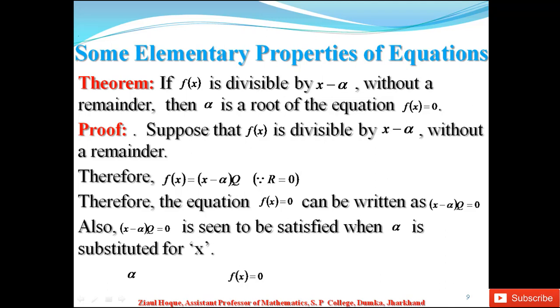Also, (x minus alpha) into Q equal to 0 is seen to be satisfied when alpha is substituted for x. Hence, alpha is a root of f(x) equal to 0.